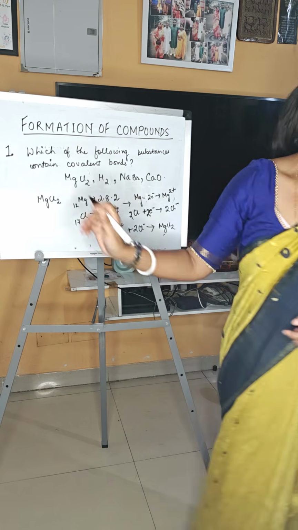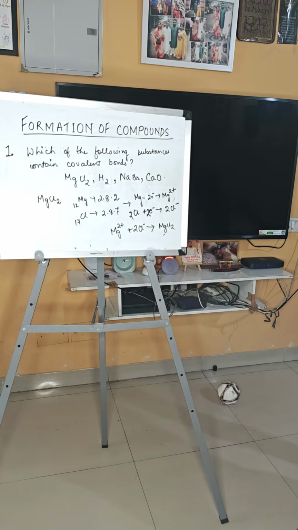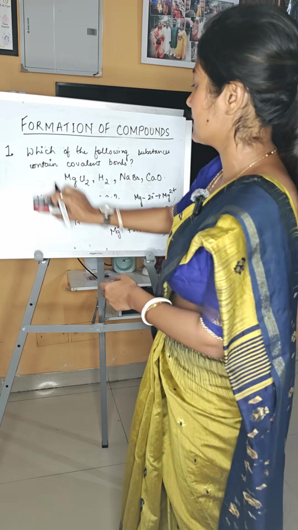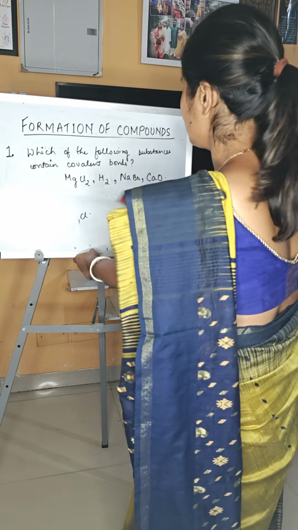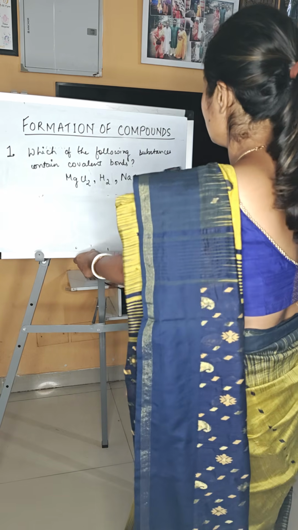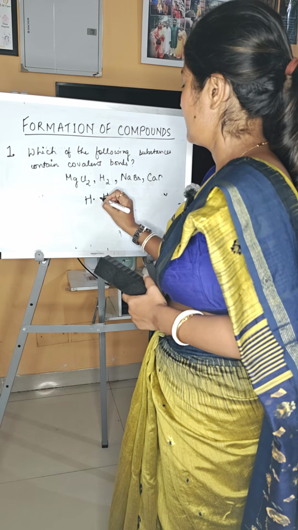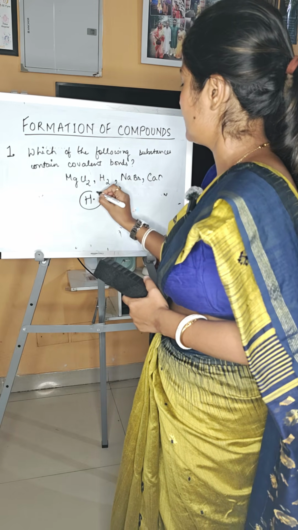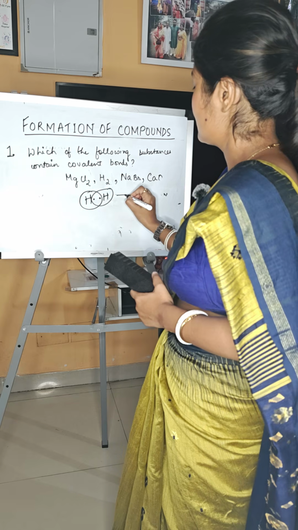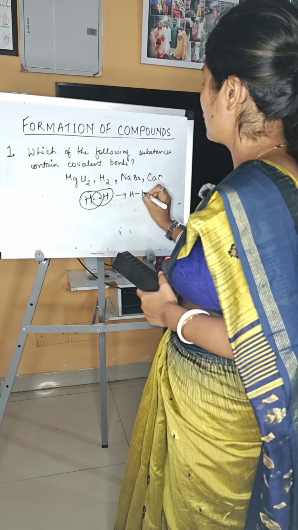So in case of hydrogen, we have already discussed in the previous part that electrons are shared. This hydrogen will share this electron, this will share this electron. So the bond formed is a covalent bond.